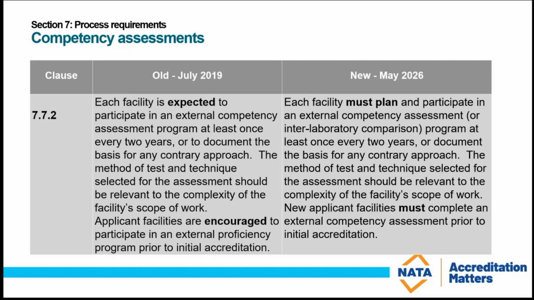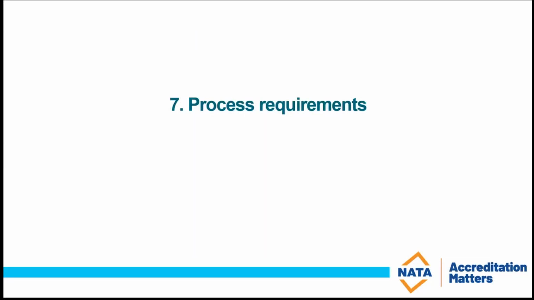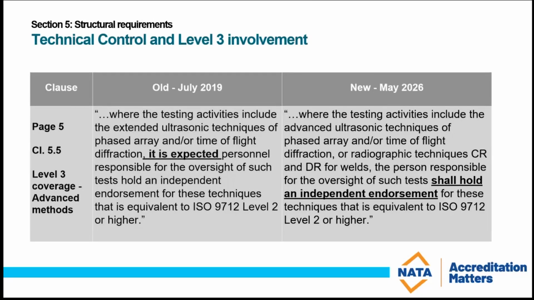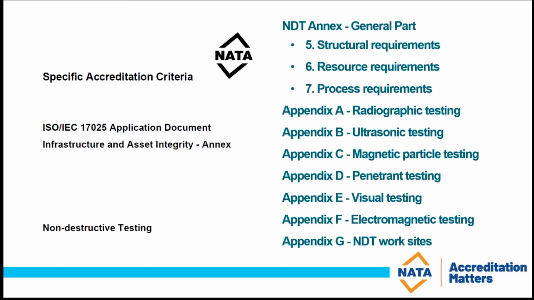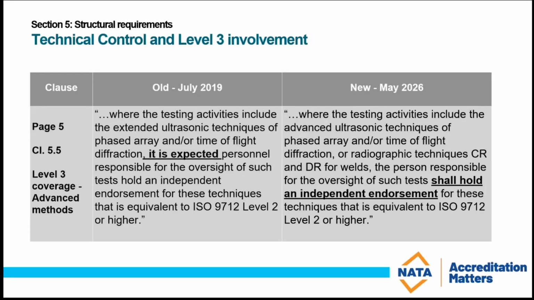Yeah, we'll take that one on board, Paul. We have discussed updating the annex because a little bit of feedback came back as well. So that's something that might come out in the next one. But the intent was level 3 in the main method and level 2 in the advanced method. Thank you. Yeah, that was the intent in the new updated NDT Annex, that the technical controller has these independent endorsements.